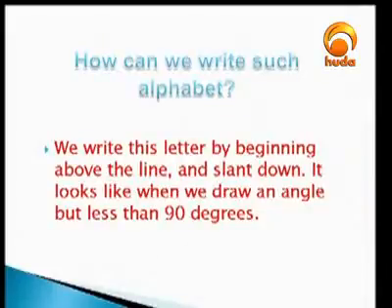How can we write such an alphabet? I think we discussed things like that. We write this letter by beginning above the line with a slanted line. It looks like when we draw an angle, but less than 90 degrees. Can you see that? Here it is.